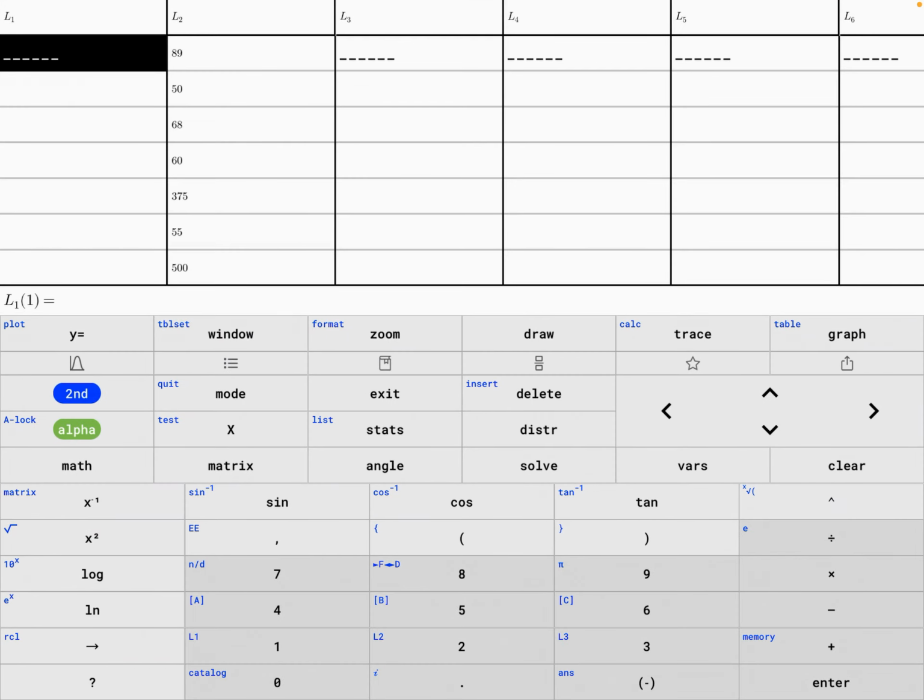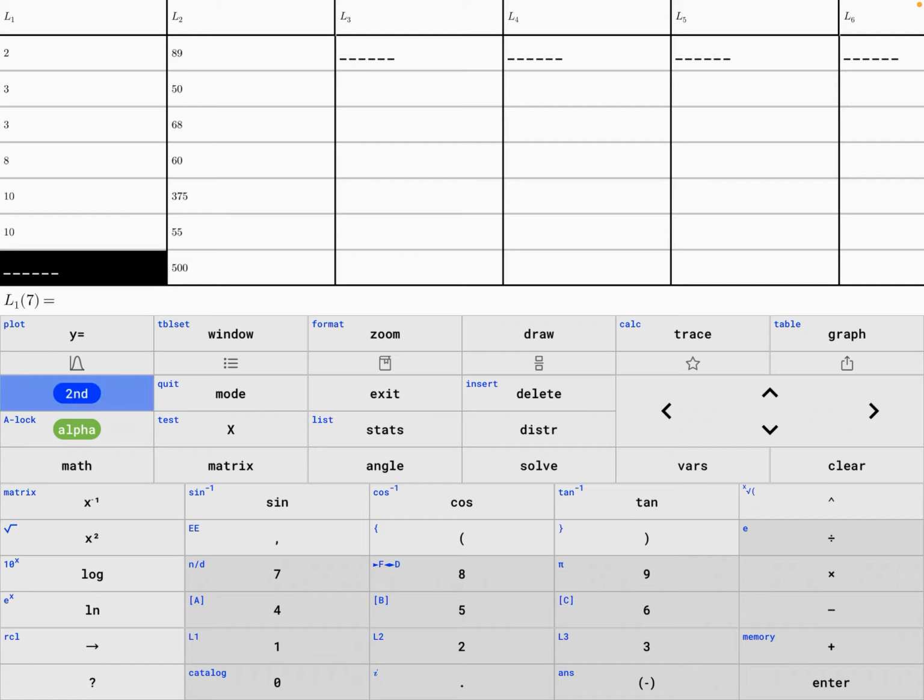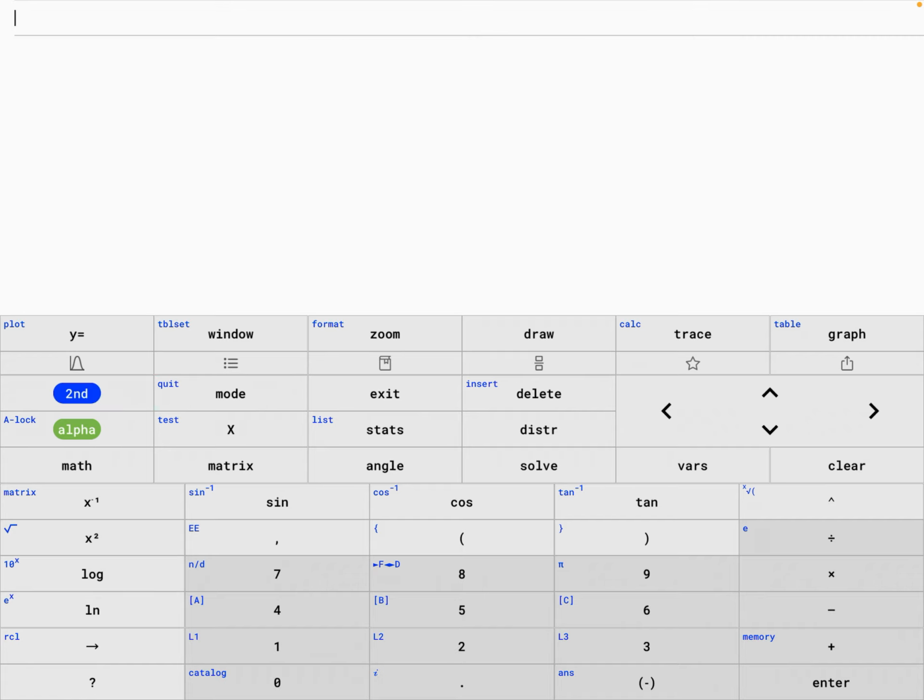So under list 1, I type 2, enter. You see it pop up there. 3, enter. See it pop up. 3, enter. 8, 10, 10. And then just check your list before you go to the next step here, because I know these calculators can be a little bit touchy. So you want to make sure that you have the correct numbers. So 2, 3, 3, 8, 10, 10. So we're good. Once you have those numbers entered, you go second quit, back to the home screen.